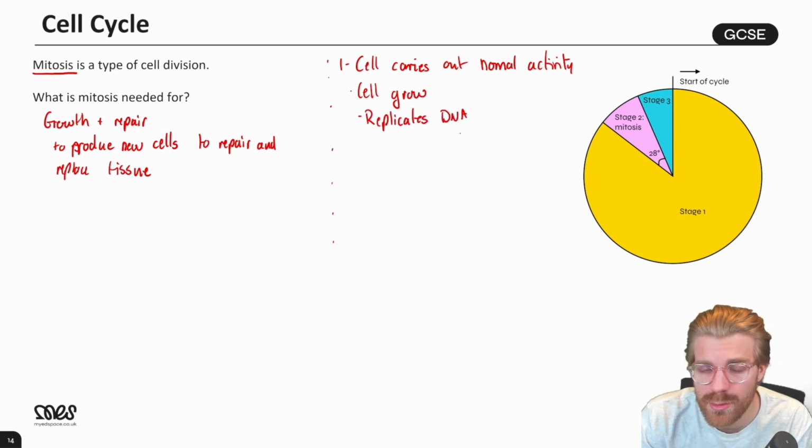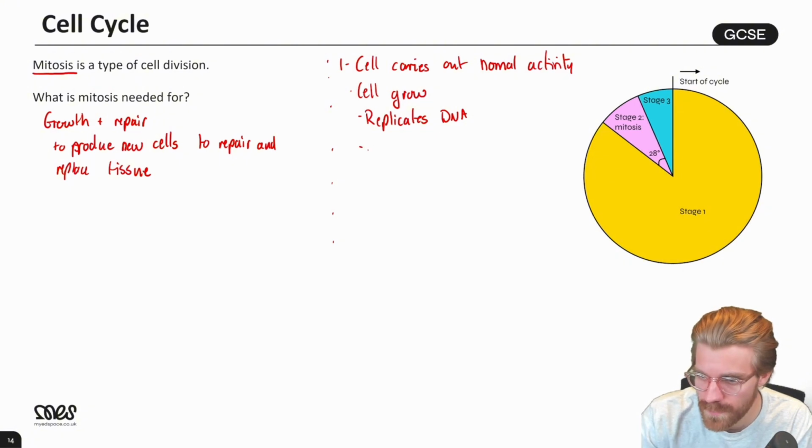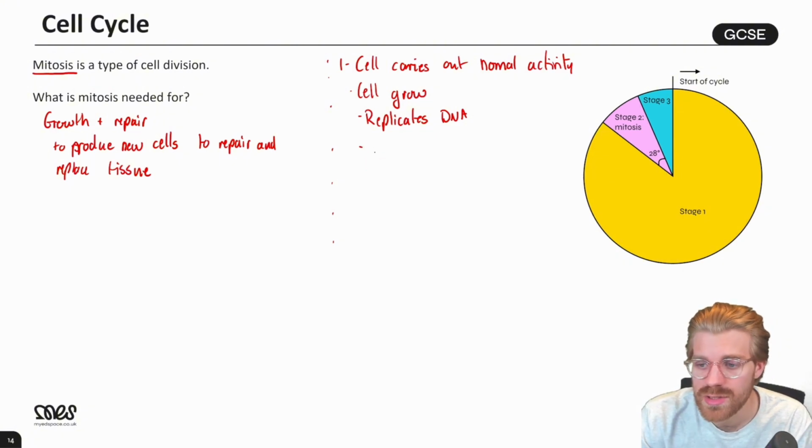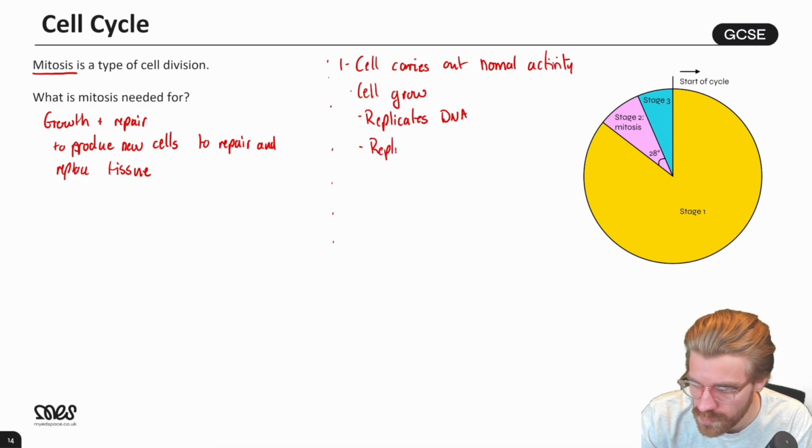It's going to double the amount of DNA within the cell. It's also going to replicate and produce more organelles. It's going to increase the number of mitochondria, perhaps.